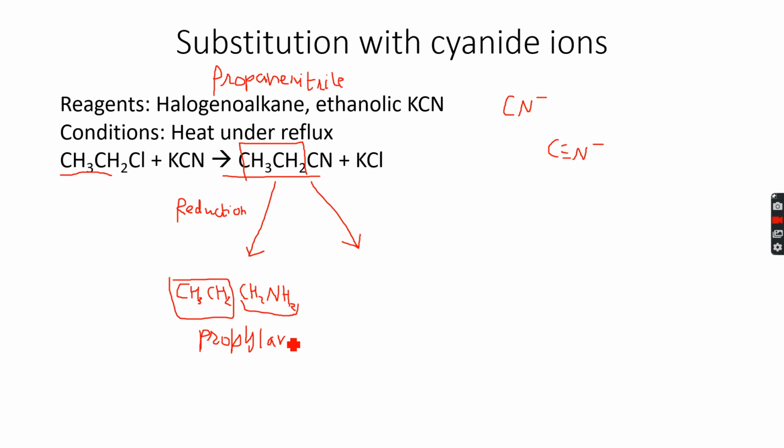you have made propylamine. So this is propylamine, and propylamine because NH2 is called the amine group. You will learn more about amines in your A levels, in your A2 levels I mean. But propyl because three carbon atoms, so propyl, and amine because it has the amine group.